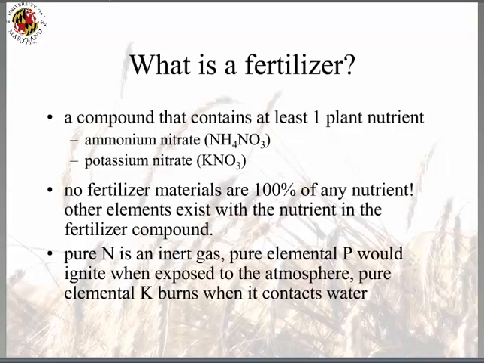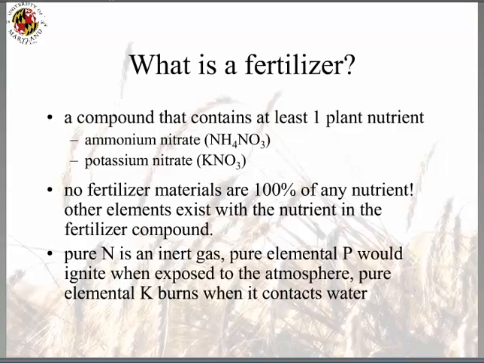So first of all, what is a fertilizer? It's a compound that contains at least one plant nutrient, okay? So in the case of ammonium nitrate, the nutrient is nitrogen. It contains one nutrient, although it contains one in the ammonium part of the molecule and one in the nitrate. In the case of potassium nitrate, it actually contains two, both potassium and nitrate. It only has to contain one, however, to be a fertilizer.